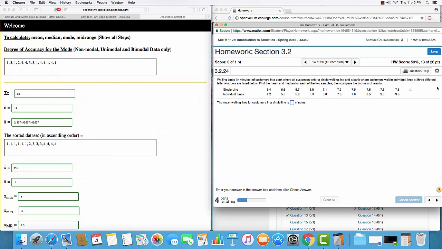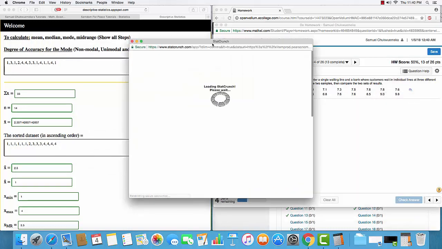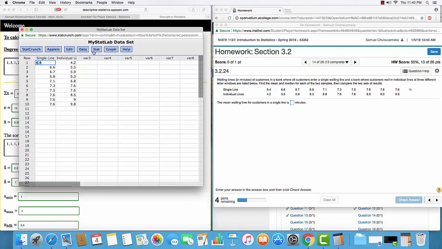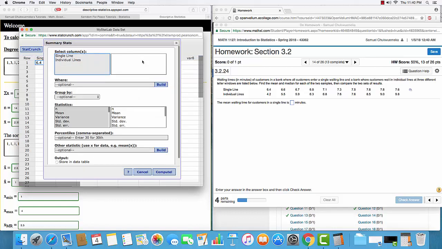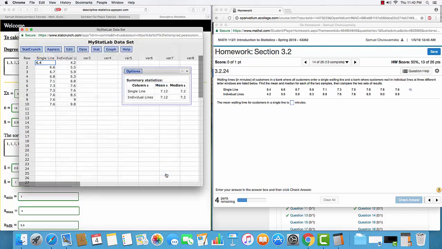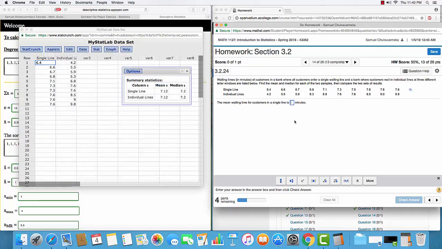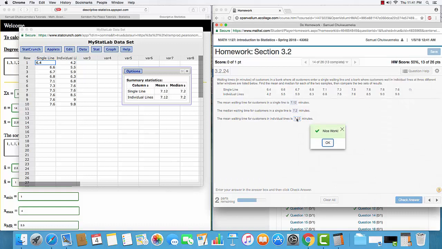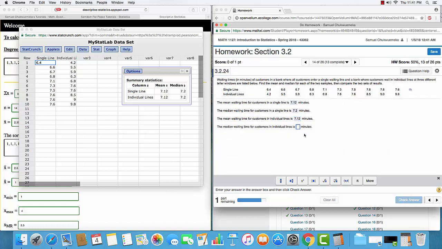So I'm gonna use StatCrunch also here. Open in StatCrunch. We go to stats, summary stats, columns. Select the two samples. Select mean and median. Compute. So the mean for the customers in single line is 7.12. The median is 7.2. For the customers in individual lines, the mean is 7.12. The median is 7.2.